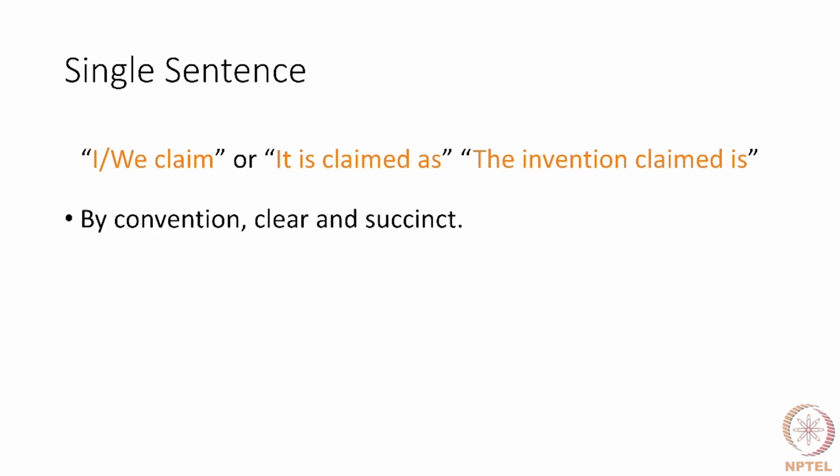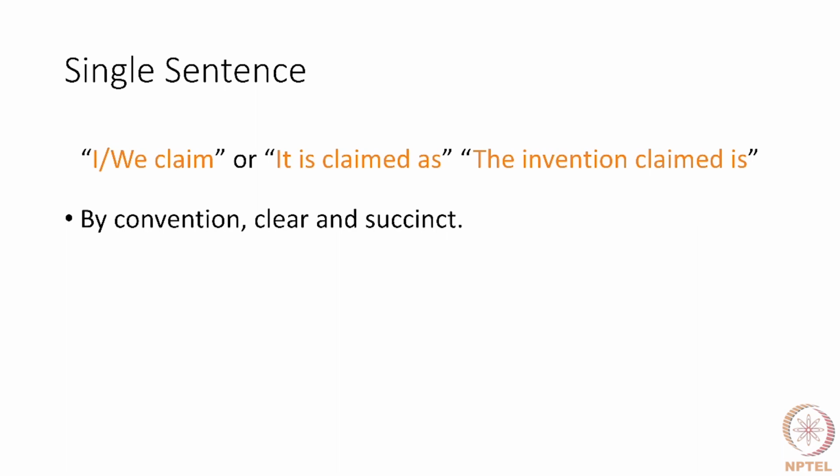Now, by convention, it is written as a single sentence. A claim, regardless of how long, is written as a single sentence. So you may find some claims unusually long, and you may even find it difficult to follow what is being claimed in the first reading, but it's a convention that is being followed. One of the ideas behind having the claim written in the form of a single sentence is to make it clear and succinct. Now, that's a requirement under the law.